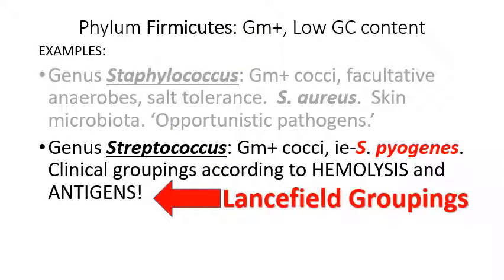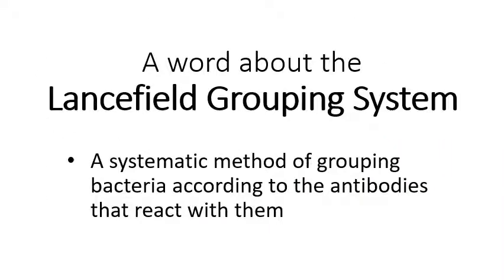Okay, so the Lancefield groupings is a method of categorizing bacteria, particularly pathogenic bacteria, based on a panel of antibodies. You have a bunch of different antibodies, and you take a little sample of the bacteria and mix it with each one of these antibodies, and then you see which antibodies the bacteria will react to. And then you can put the bacteria into groupings and figure out which bacteria is infecting somebody based on the reaction to the Lancefield antibodies. Okay, so let's take a little detour and discuss the Lancefield grouping system. It's a method of grouping and identifying bacteria that is based on which antibodies the bacteria will react with.